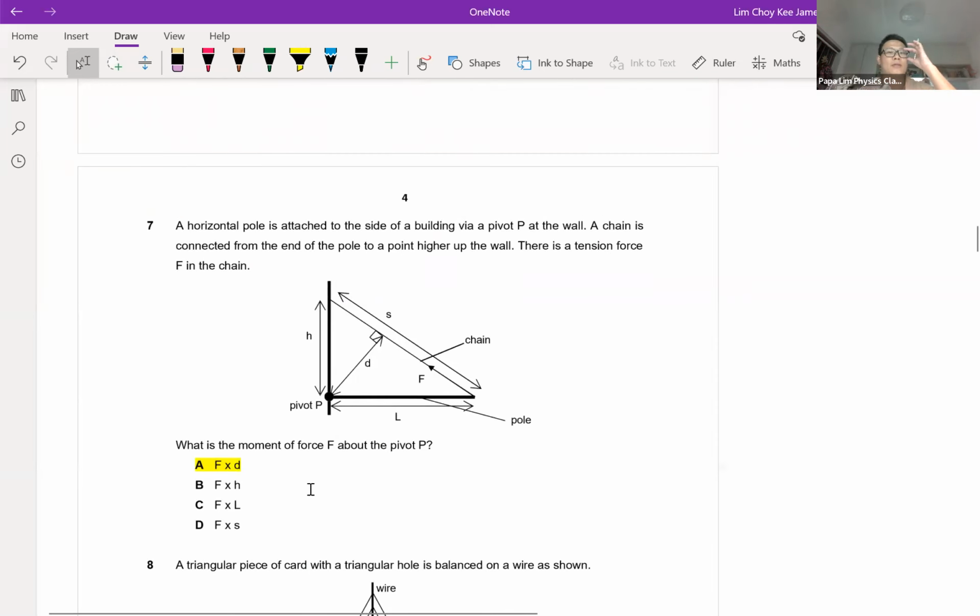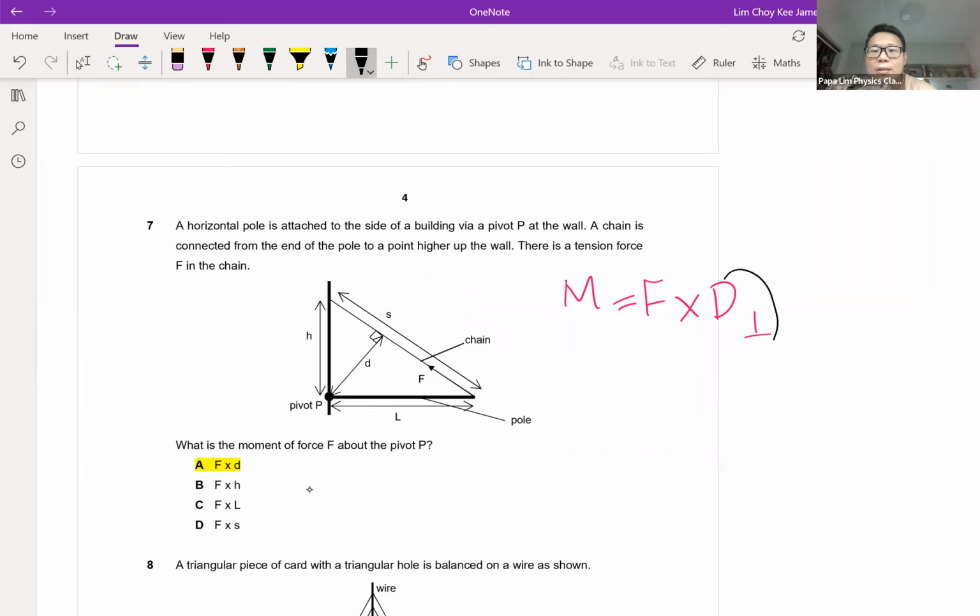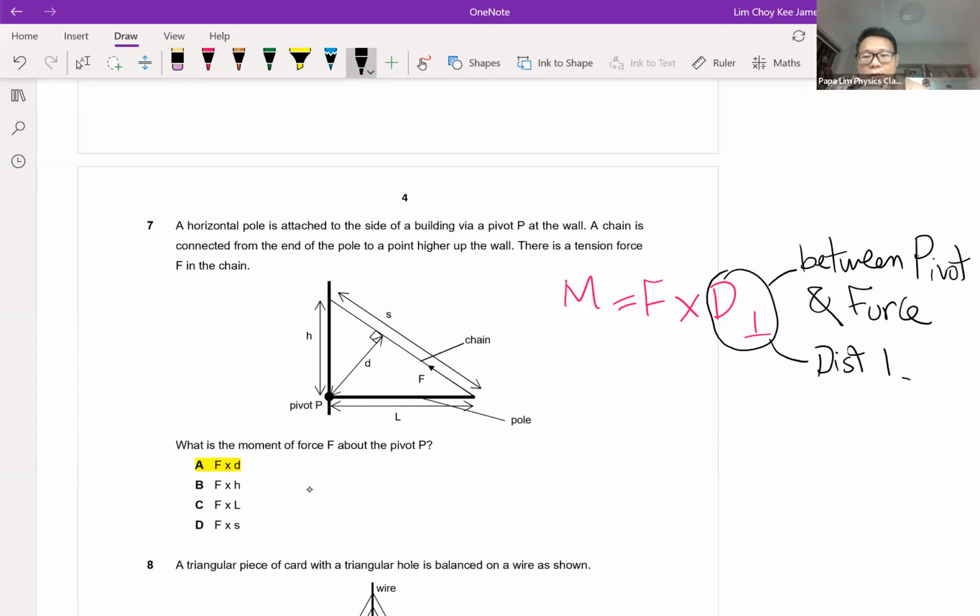Now for question 7. Question 7 is, I would say, the classic example of moments, the moment formula, force times distance. I always tell students this distance refers to perpendicular distance. And for perpendicular distance, there are a few conditions. For example, the perpendicular distance has to be between the pivot and the force that you're interested in. The second criterion is that the distance you want is always perpendicular to the force that is of your concern. These are the two conditions.